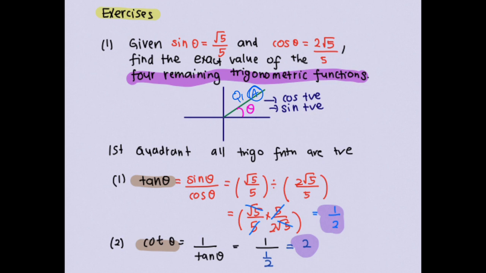So now let's find tangent. Tangent is just sine over cos. So just take the value of sine, divide by the value of cos. Okay, let's solve. So the answer is half. For cotangent, you just flip this. So the answer is 2.